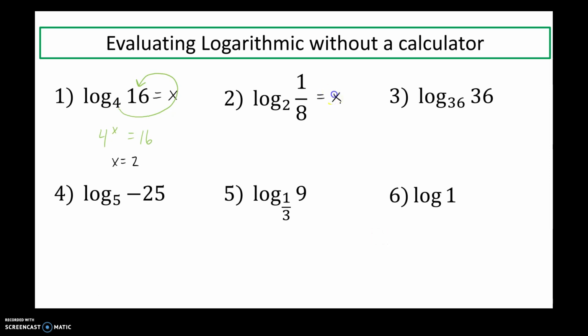Next one, set it equal to x until you are comfortable with evaluating these. 2 raised to the x power is equal to 1/8. Now we just did these last lesson. This is what your first quiz was on. Now 1/8, I have to think, can I rewrite that in base 2? Which we can. We can write 1/8 as 2 raised to the negative third power. So what does my original evaluate to? Negative 3.